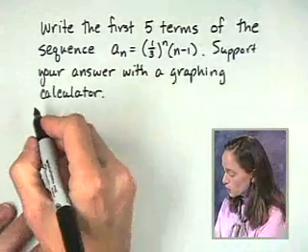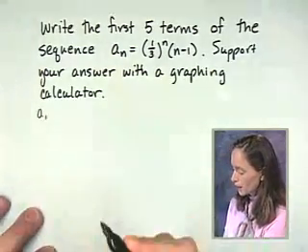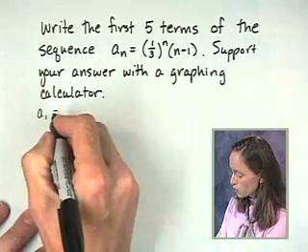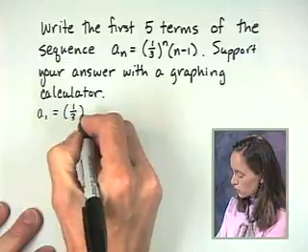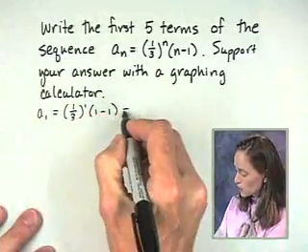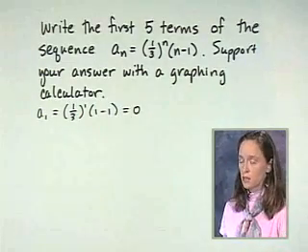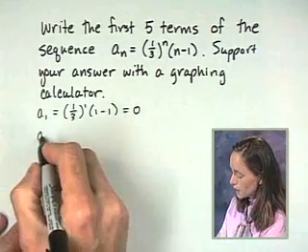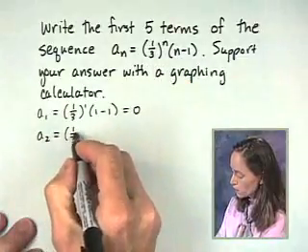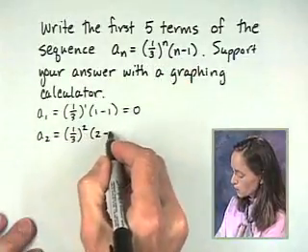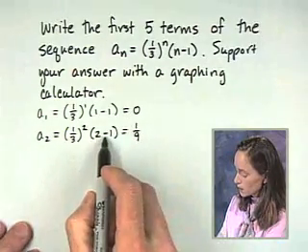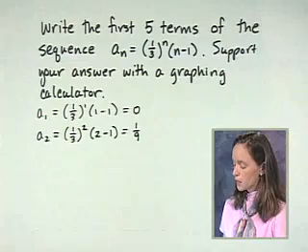The first term of the sequence occurs at the n value 1. What I do is substitute 1 into the formula to get 1/3 to the first times 1 minus 1. Now 1 minus 1 is 0, so the first term of this sequence is 0. To get a sub 2, substitute 2 for n in the formula, 1/3 squared times 2 minus 1. 1/3 squared is 1/9 times 1 is 1/9.